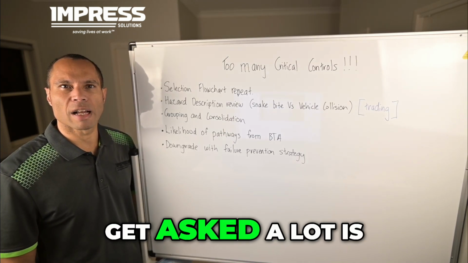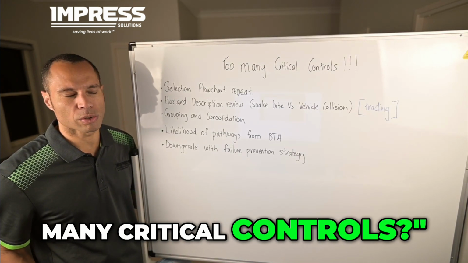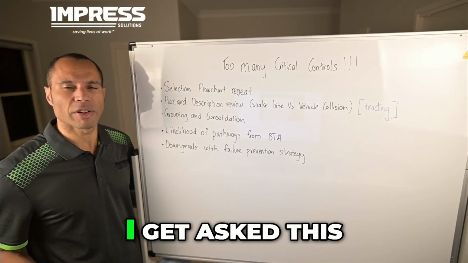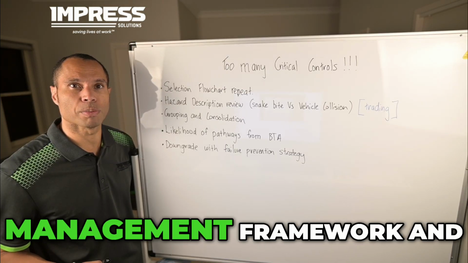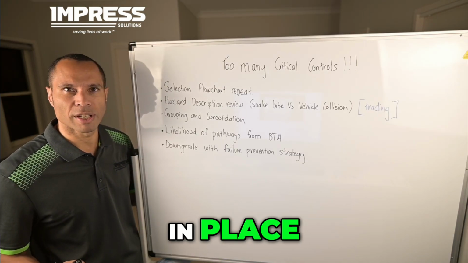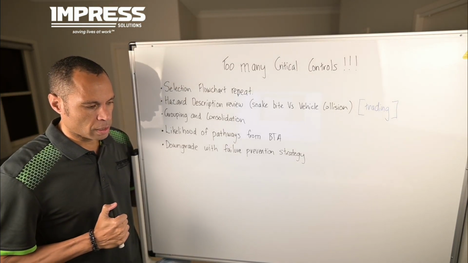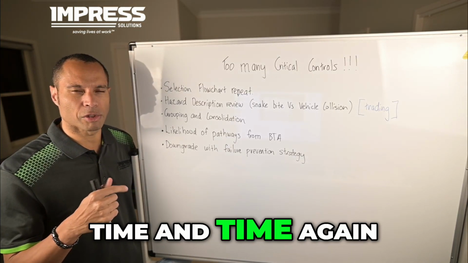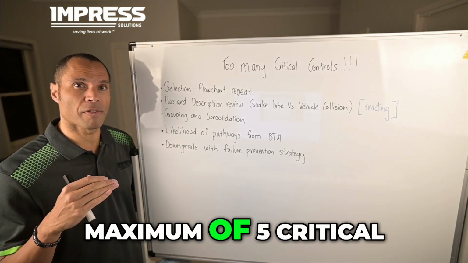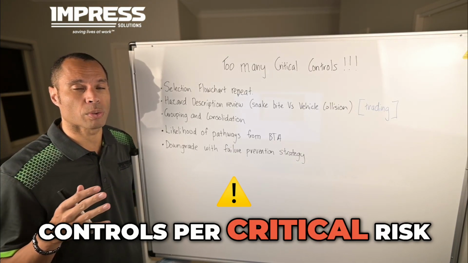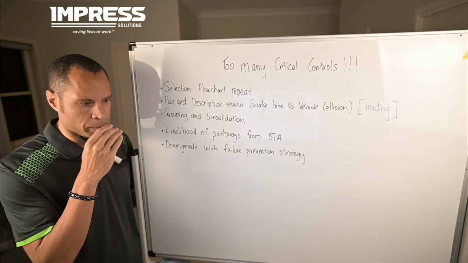So a question I get asked a lot is, what do I do if I have too many critical controls? Generally I get asked this question by organizations that have an established critical risk management framework and process in place, and it's kind of got out of control and they're trying to dial it back. So one of the principles which I've said time and time again through a few different videos is my personal belief, maximum of 5 critical controls per critical risk, and that's for a large scale organization.